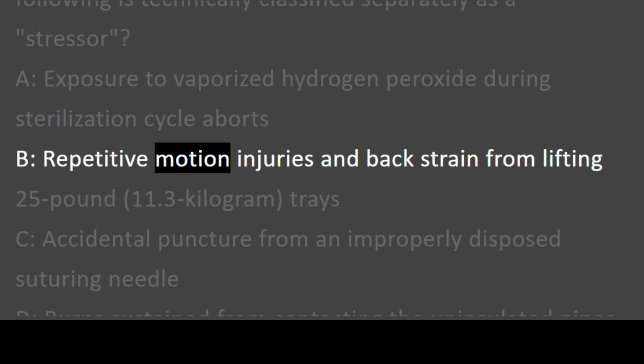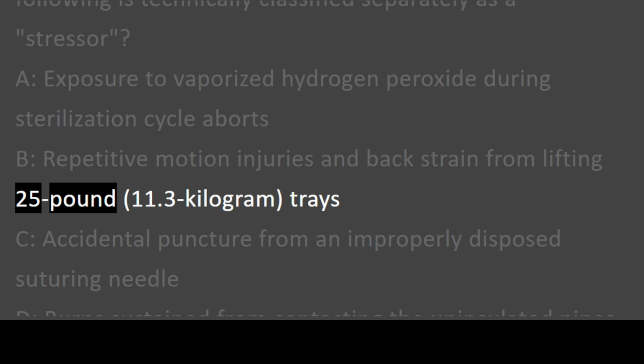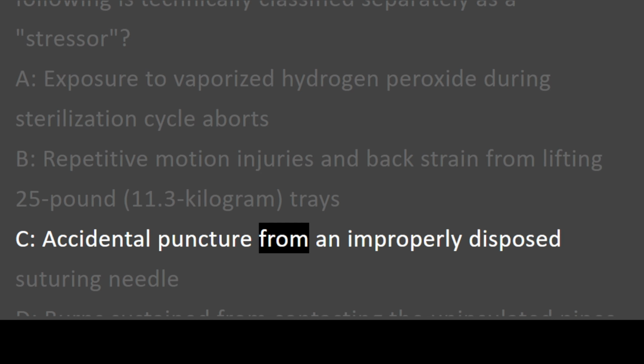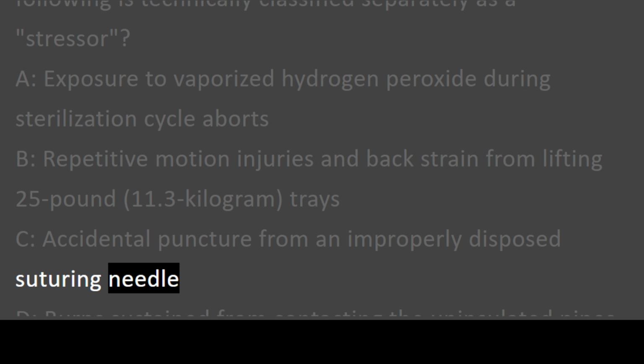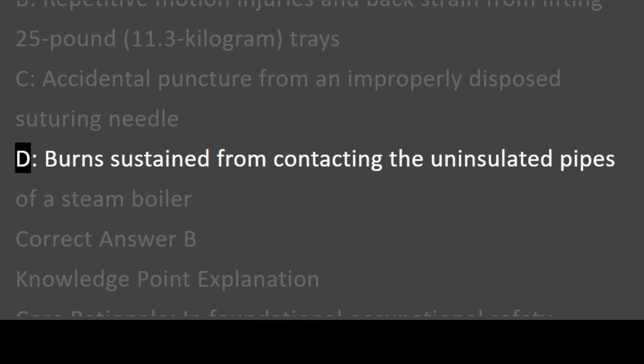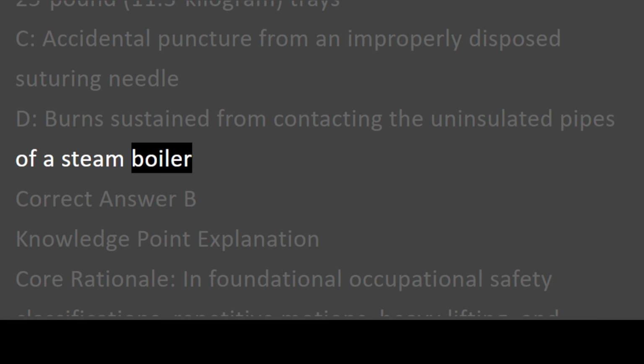B. Repetitive motion injuries and back strain from lifting 25-pound, 11.3 kilogram, trays. C. Accidental puncture from an improperly disposed suturing needle. D. Burns sustained from contacting the uninsulated pipes of a steam boiler.